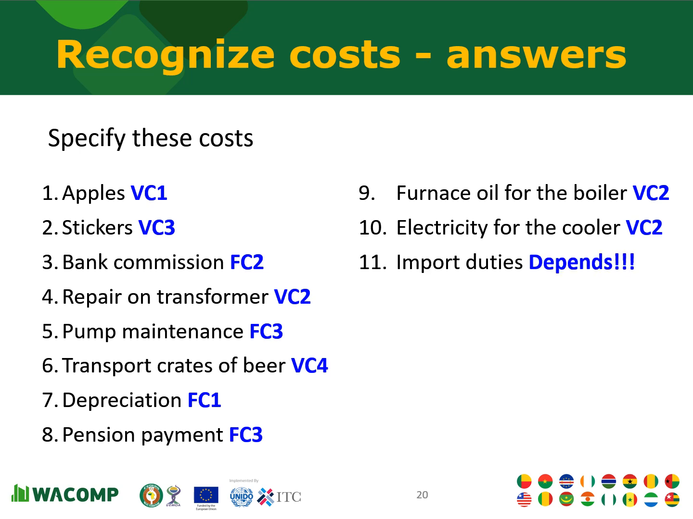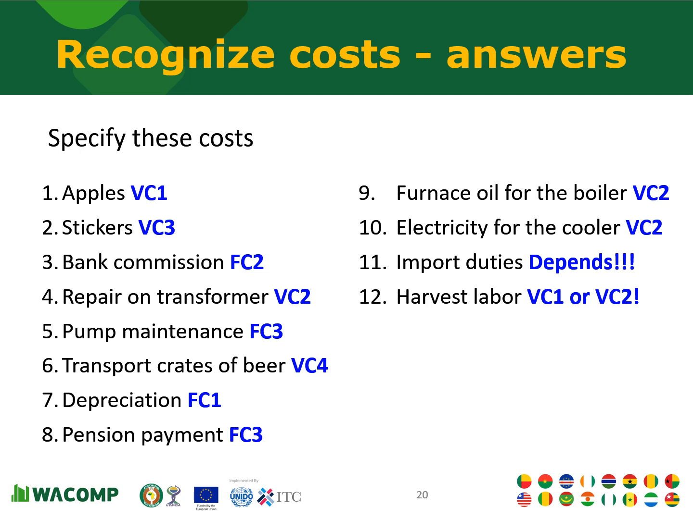Import duties. The correct answer is that it depends. Import duties on what item? If the import duties are on ingredients, then it's VC1. On packaging material, VC3. And if you have to pay import duties in the country to where you export, then it is VC4. And import duties on cars and equipment raise the asset value, thus FC1 depreciation. So always take a step back and ask, for what are these import duties paid?